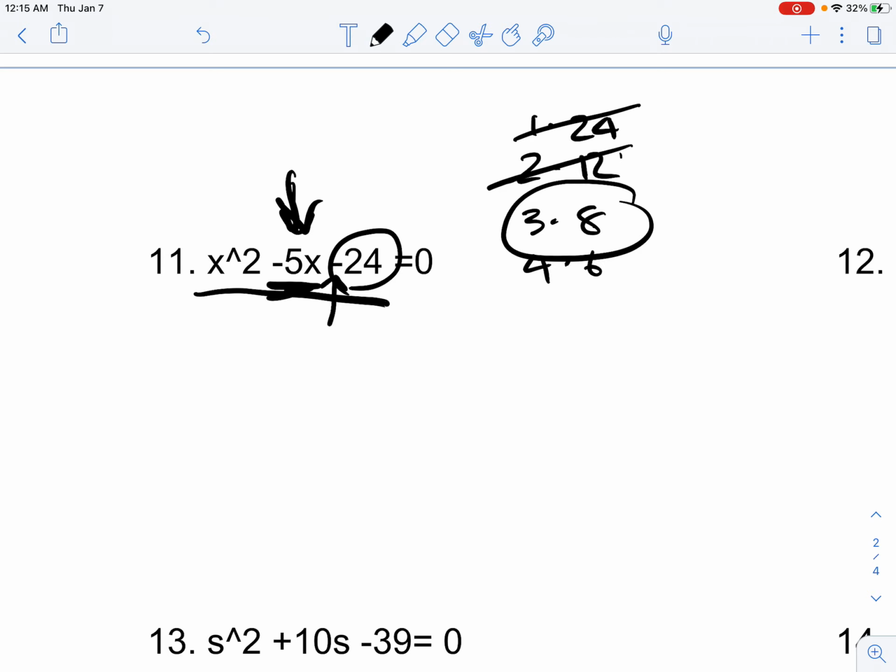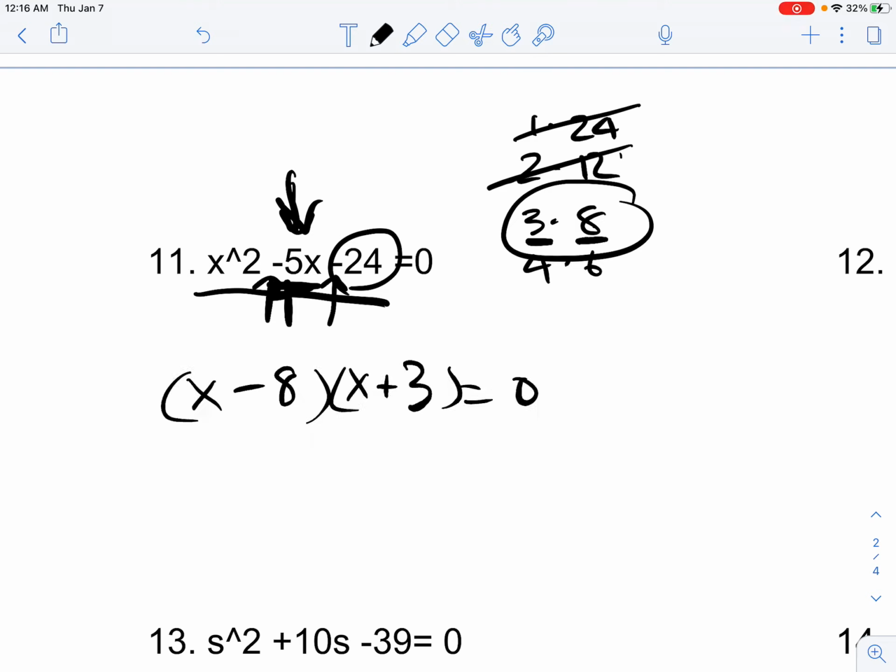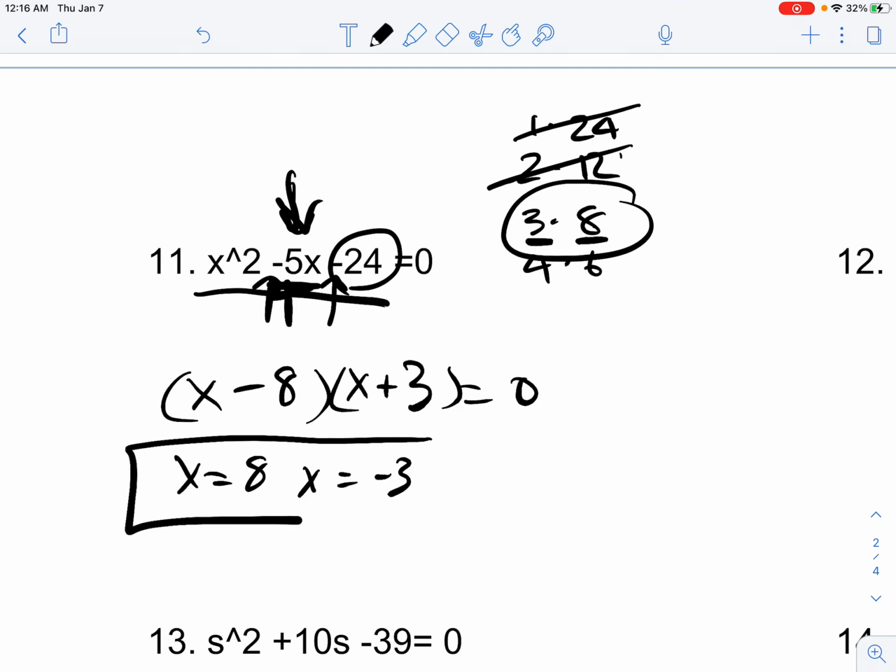However, there is a negative here and a negative here. So that means that one of your factors has to be a negative number. But in this case, which one would it be? Well, your negative number would be the highest number. Since your 5 has to be a negative, negative 8 plus 3 is negative 5. So in that case, you know that 8 has to be the negative number. So those are your two factors. X plus 3, x minus 8 is equal to 0. In that case, x is equal to 8 and x is equal to negative 3. And that's your answer for x squared minus 5x minus 24.